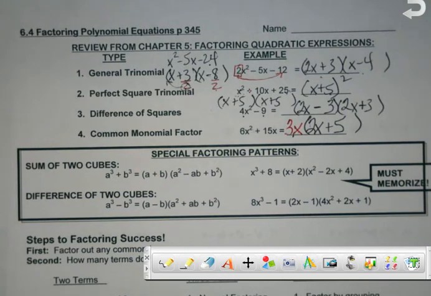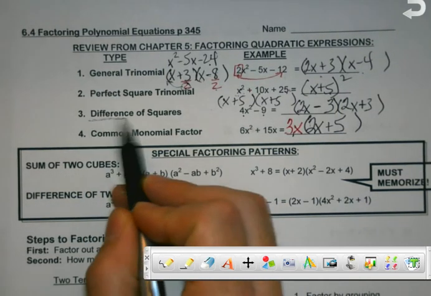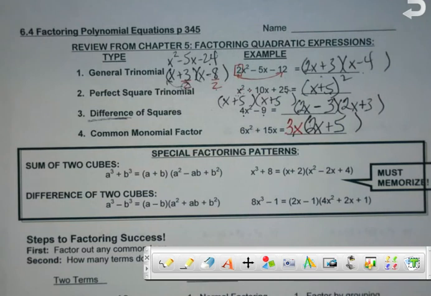Now we're going to add something in: our sum and difference of cubes. Now notice, with squares there's only a difference. If it's minus, I can do it. If it's plus, I can't, unless I want to get into imaginary numbers. Here I can do it for sum or difference.